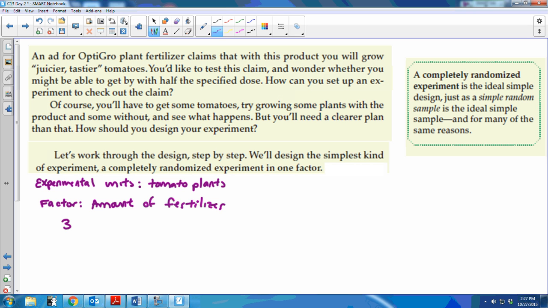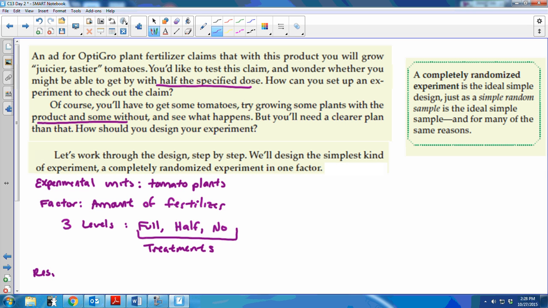There are 3 levels. It says growing some plants with the product and some without, but their claim is you want to see if you can get by with half the dose. So we have a full dose of fertilizer, a half dose of fertilizer, and no fertilizer. That means there's 3 treatments. Since there's no other factors, those will be your treatment groups.